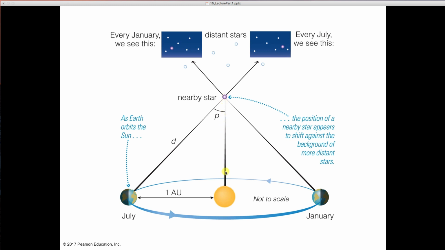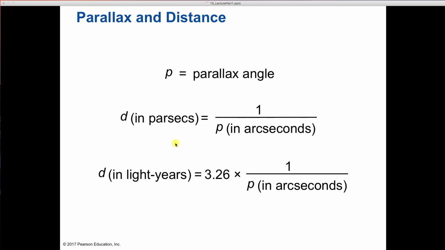In reality, this is a really, really skinny triangle. These angles are really, really tiny. And this distance from the star to the Sun is almost the same as this distance from the star to the Earth. We're comparing 1 astronomical unit of distance to many, many light years. The 1 astronomical unit distance is very small. This is really a very skinny triangle. So we can do a little bit of geometry and find this distance very accurately. And so this is an equation that we can talk about.